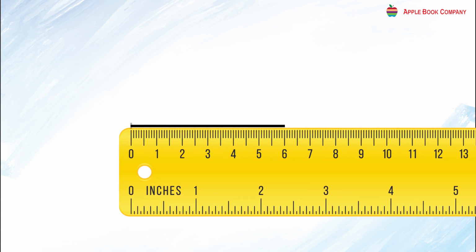To measure the length of a line segment, place the ruler so that the zero mark of the ruler is at one end point and the edge of the ruler is along the line segment. Read the marking on the ruler where you have the other end point of the given line segment. This gives the length of the line segment. This line segment is 6 cm long.